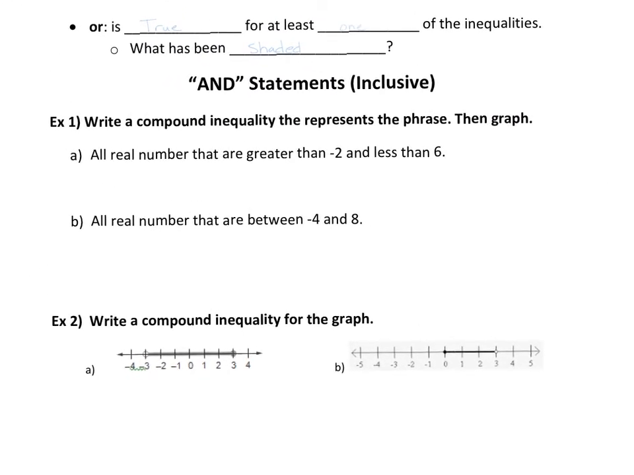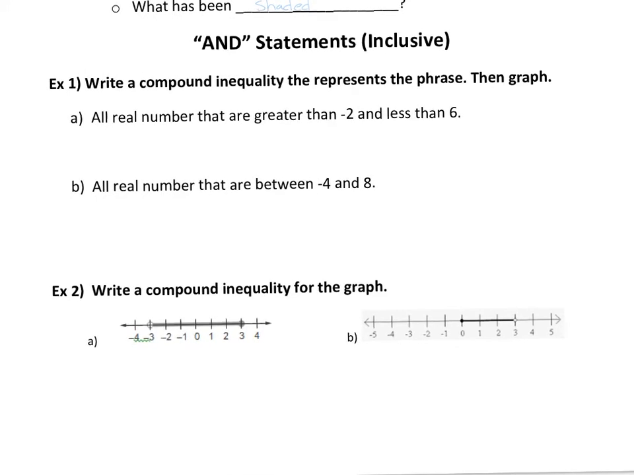All right, so like I said, we're going to start by working on and statements, okay? And can be inclusive, so we include everything. All right, so write a compound inequality that represents the phrase, then graph. All real numbers that are greater than -2 and less than 6. Okay, so let's think about this for a second.